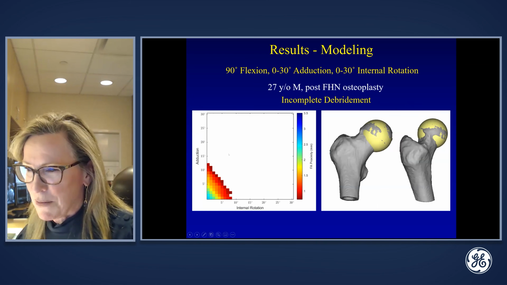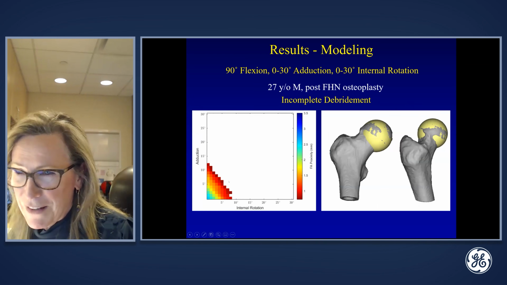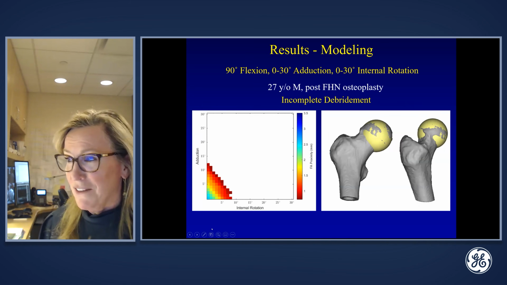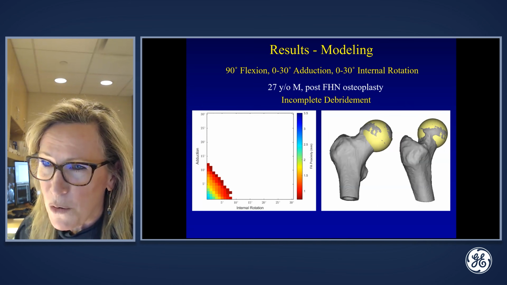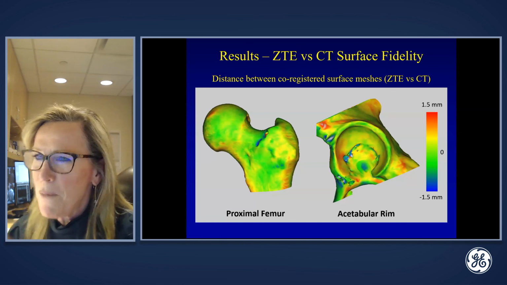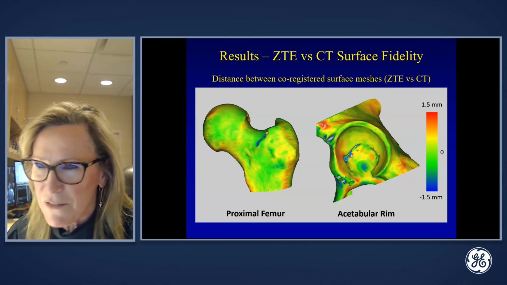So this was an incomplete debridement, and you see very little change in the increase of range of motion. And you can see on the 3D models, there's quite a bit of bone that was left there, unfortunately. So incomplete debridement. So one might ask, what's the fidelity of these meshes?